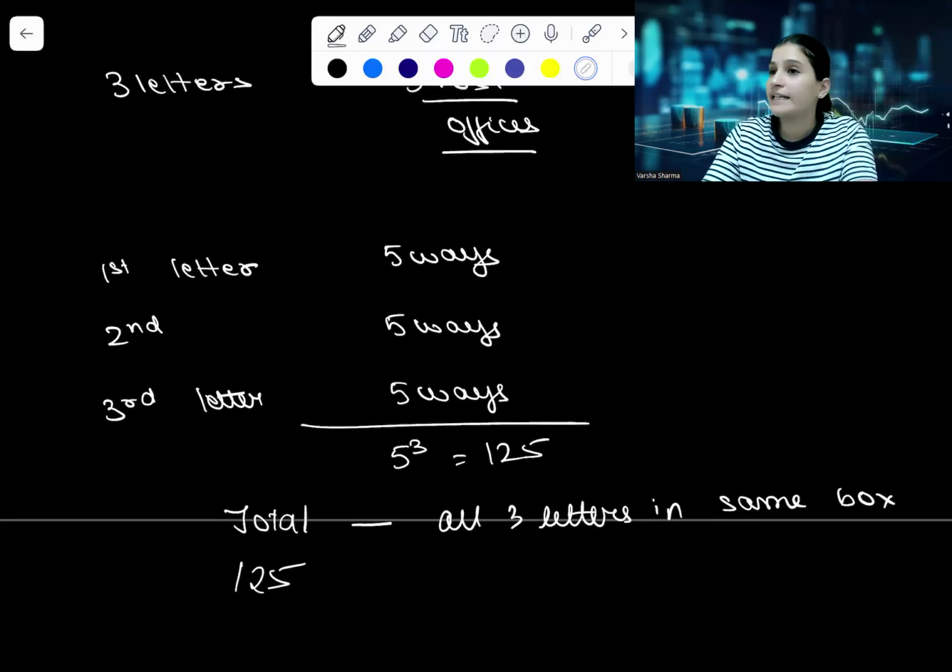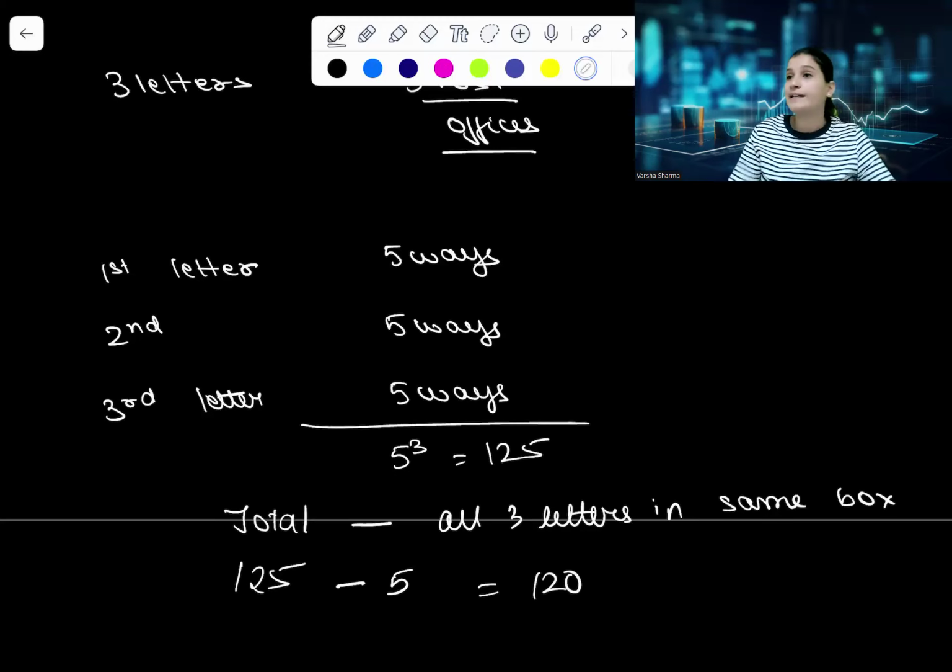So I can dump them all together in the first office. That is one way. I can dump them all together in the second office. That is second way. I can dump them all together in the third office. That is third way. So there are total 5 ways to do that. Agree? So I have a problem with only those 5 ways. So from the total, I'll remove these 5 cases. So answer will be 120.